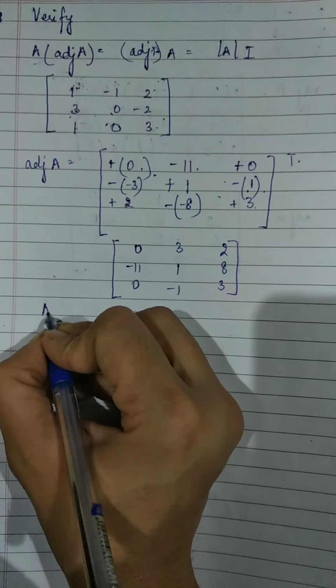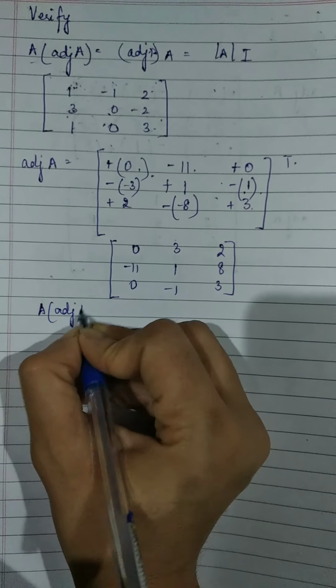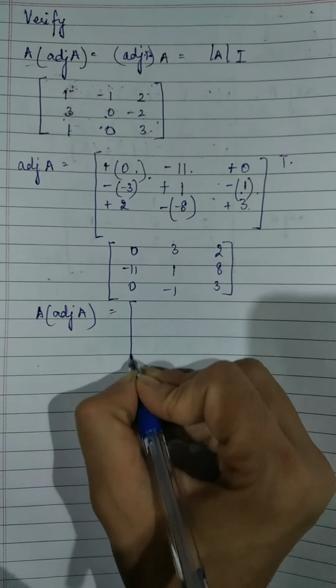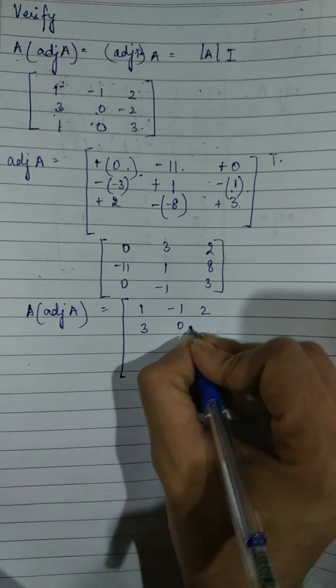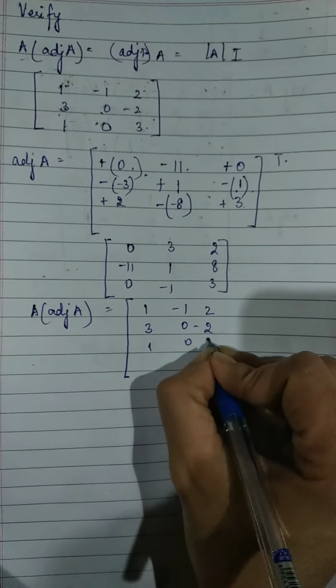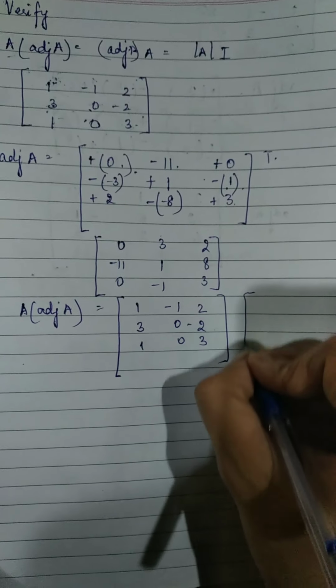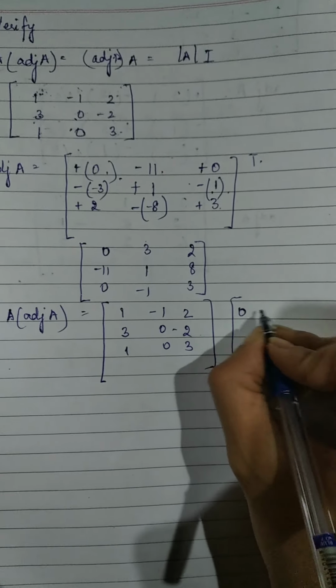Find out product of A into adjoint of A. So we have 1, minus 1, 2, 3, 0, minus 2, 1, 0, 3. And here adjoint, that's 0, 3, 2.